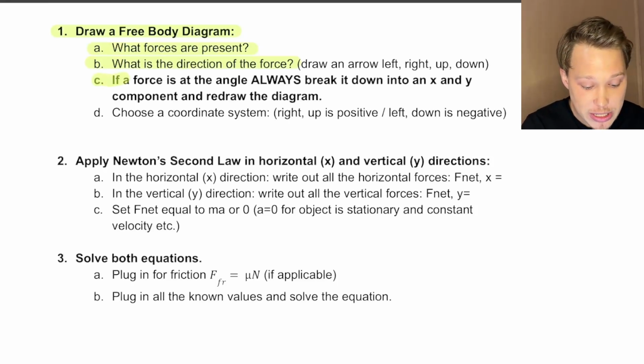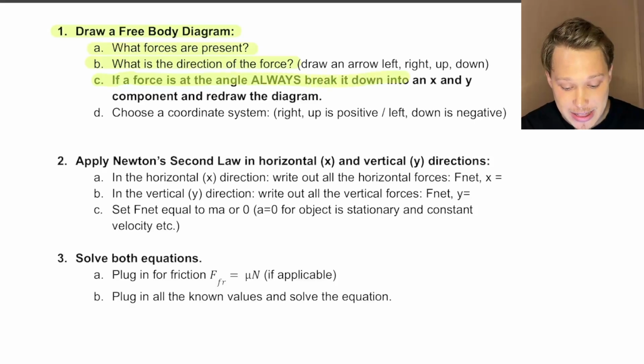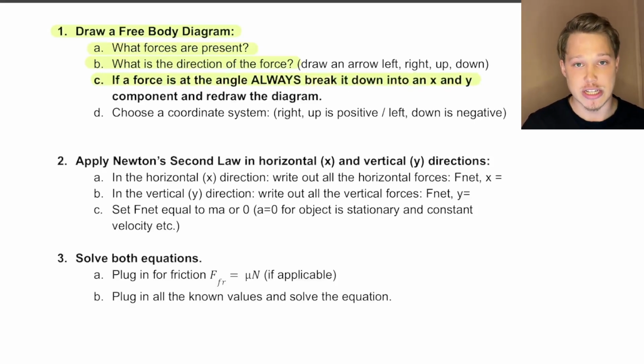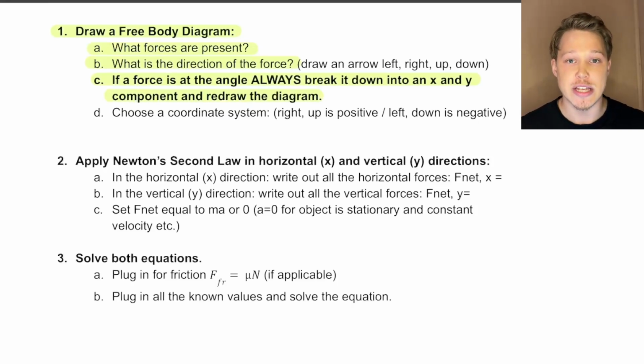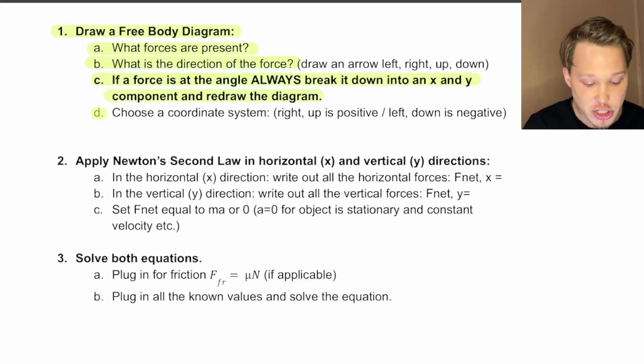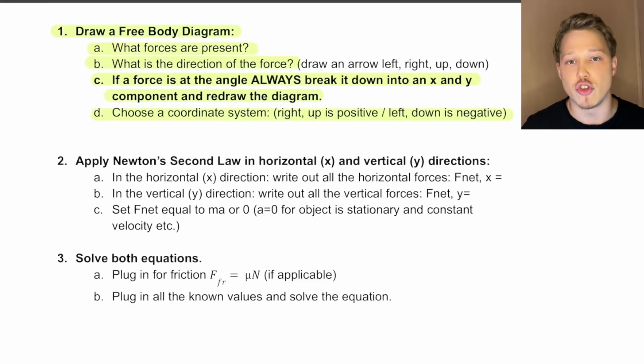And finally, the difference between the previous problems and these ones is that now we have forces at an angle. And if we have these forces at an angle, we'll always find their x and y components and redraw the diagram with just the components present. If this doesn't make sense yet, keep watching because I'll demonstrate this step in the next problem that is coming up. And finally, choose the coordinate system, but typically to the right and up is positive, and left and down is negative.